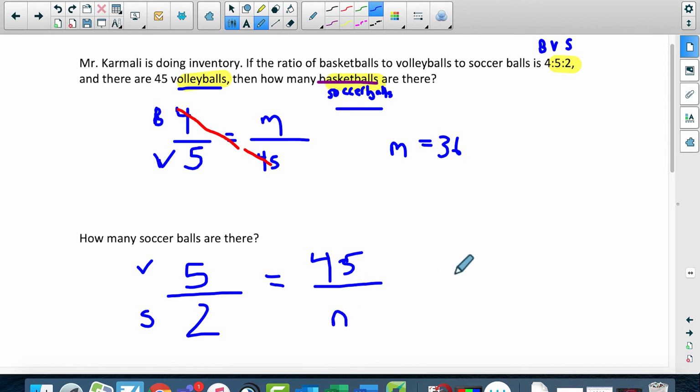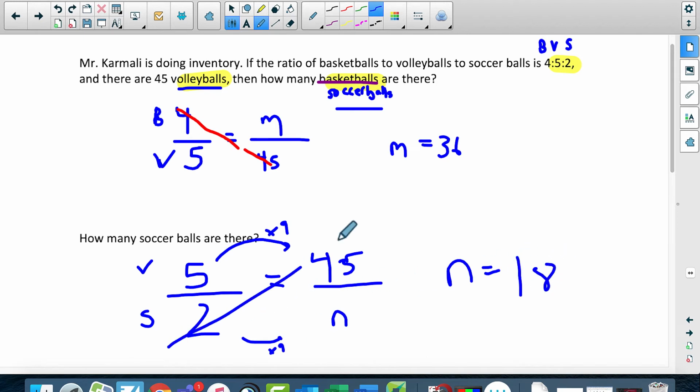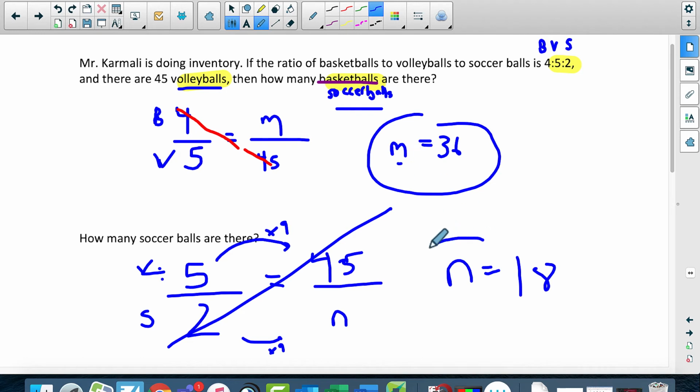I'll call it N. Hey, here's another one you could probably do without cross multiplying. 5 times what is 45? Times 9. So do the same on the bottom. 2 times 9 is 18. Or again, you could cross multiply. 2 times 45 is 90. 90 divided by 5 is 18. It still works. So there's our answer. There's 45 volleyballs, there's 36 of our basketballs, and there's 18 soccer balls, and I don't think I could... Yes, I did it. I managed to circle it.